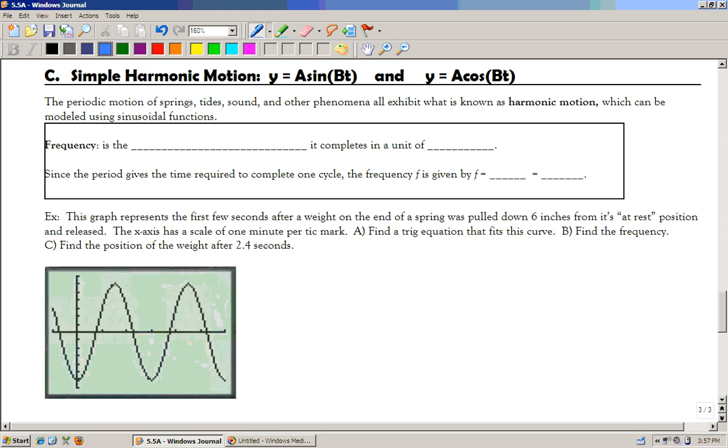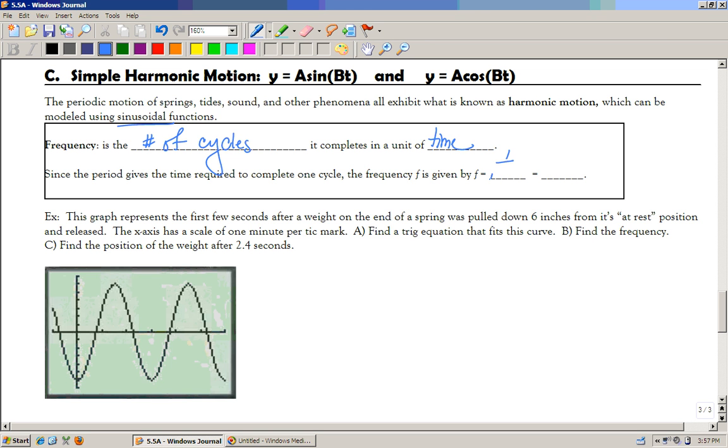Okay, we're in section 5.5, section C, simple harmonic motion of the sine and the cosine functions. Periodic motion of springs, tides, sound, and other phenomena we can call harmonic motion can be modeled using sinusoidal functions. The frequency is the number of cycles that it completes in a unit of time. Since the period is given to complete one cycle, the frequency is the reciprocal of that.